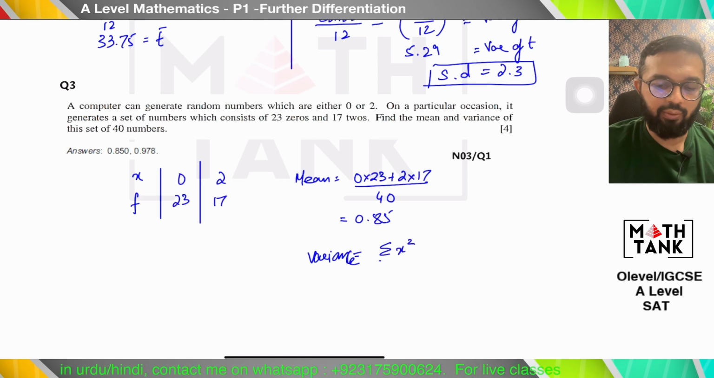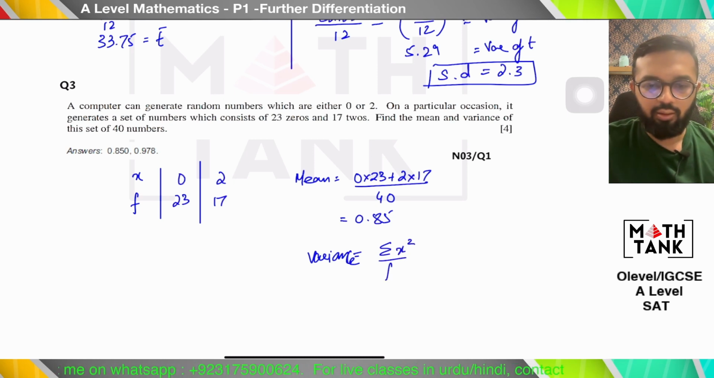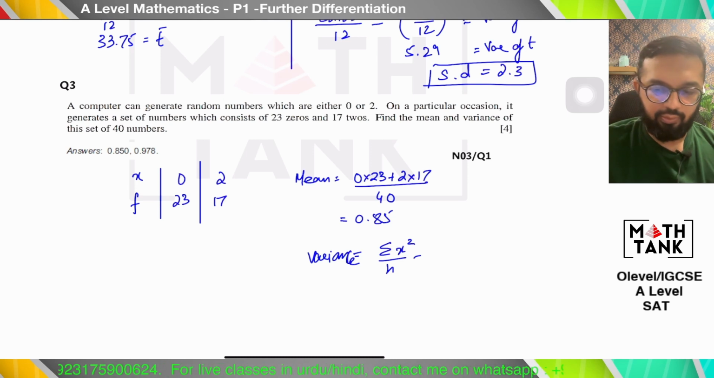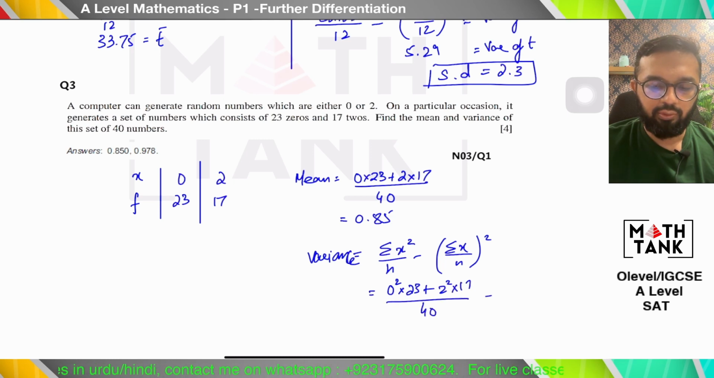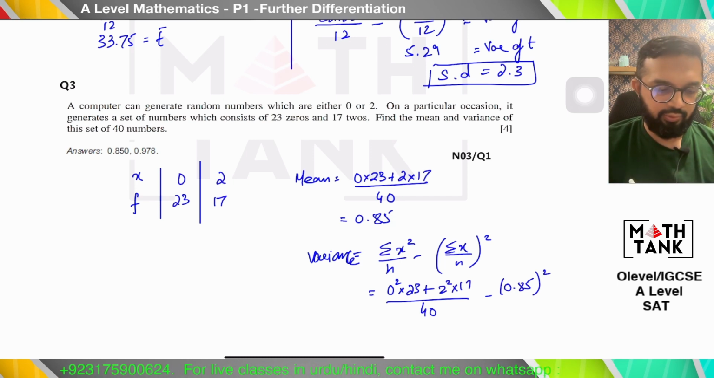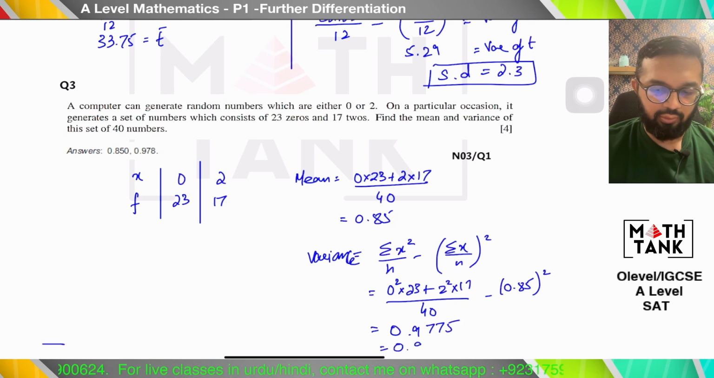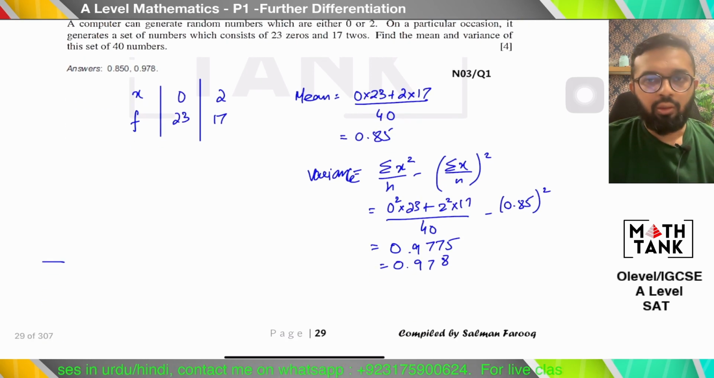So that's the sum of x squared f over n, minus the mean squared. The mean is already there. So 0 squared into 23. Okay.